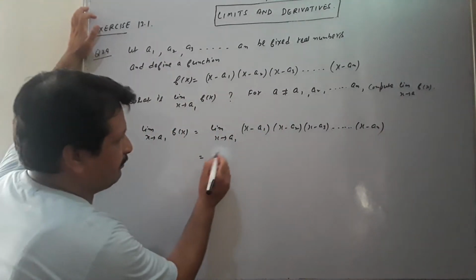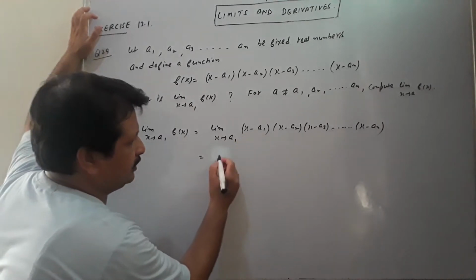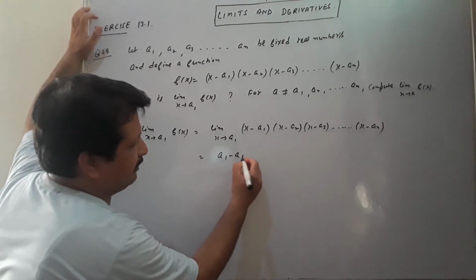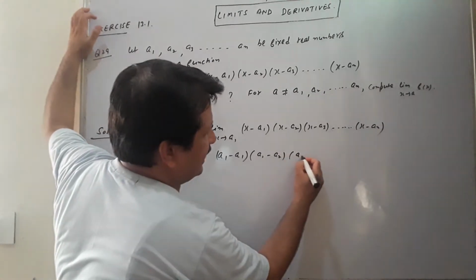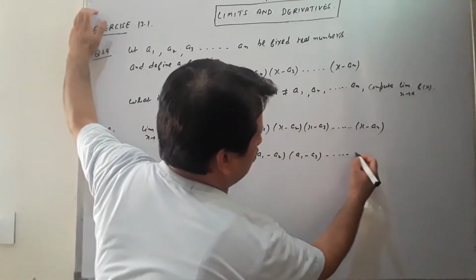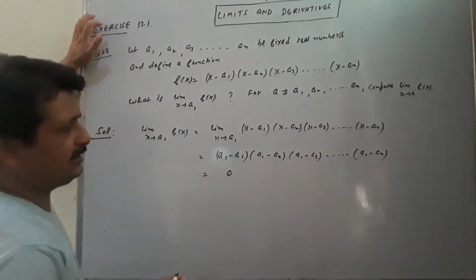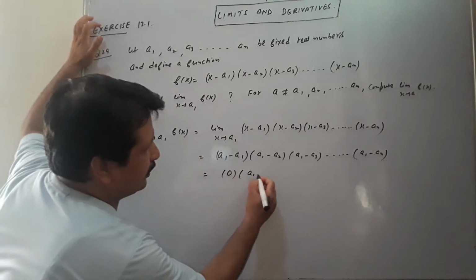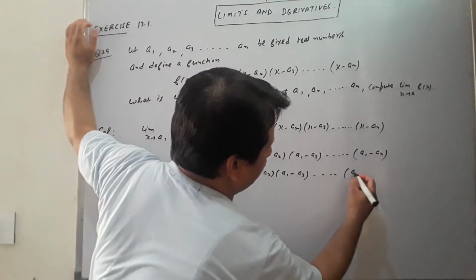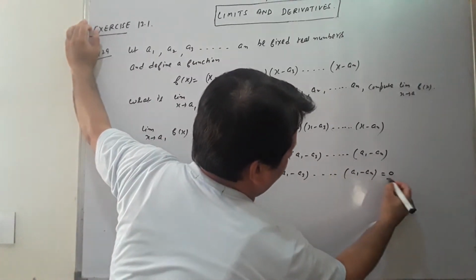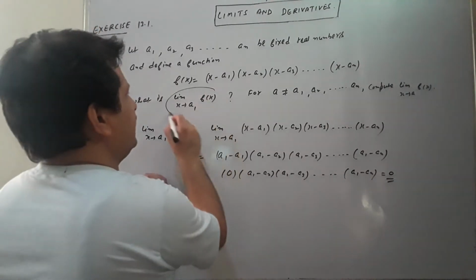Right students, when we apply the limit, at the place of x, a1 will come. How will we write it? a1 minus a1, here it is a1 minus a2, here it is a1 minus a3 and so on up to a1 minus an. But from here students you will get it as equal to 0 into (a1 minus a2)(a1 minus a3) and so on up to (a1 minus an), and this whole will come as equal to 0. So this is the solution of the first part that is given to you.